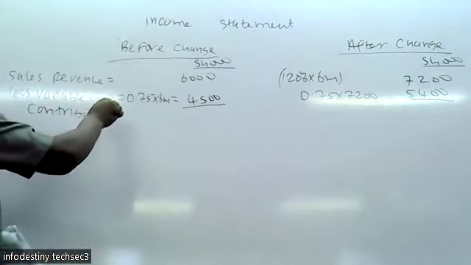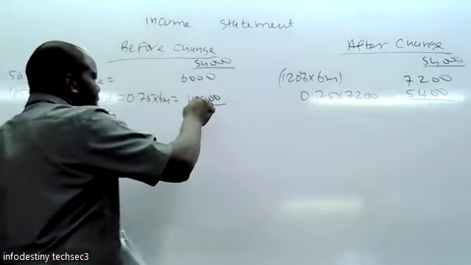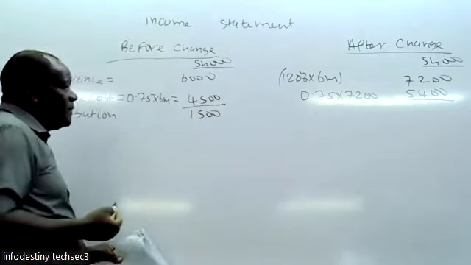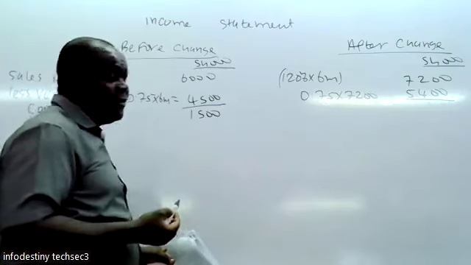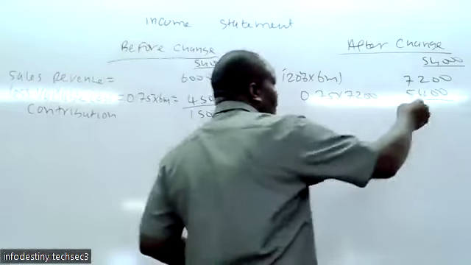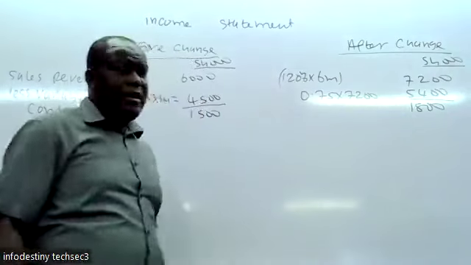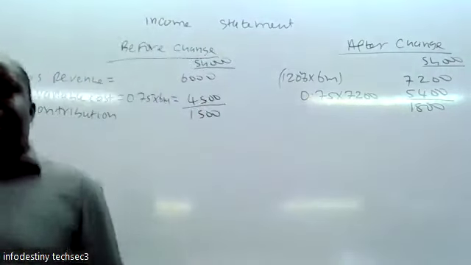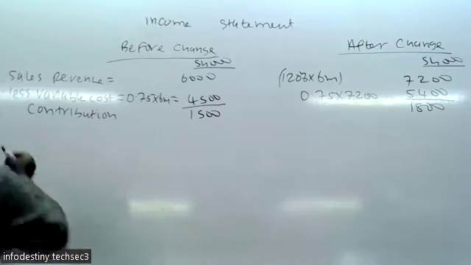Now, the contribution. So this first one should be which figure? This 1.5. Then after the change is supposed to be 1.8. So that is now our contribution. So after we get the contribution, if there was fixed cost, we could have subtracted the fixed cost, but it is not there. So now we less expenses.